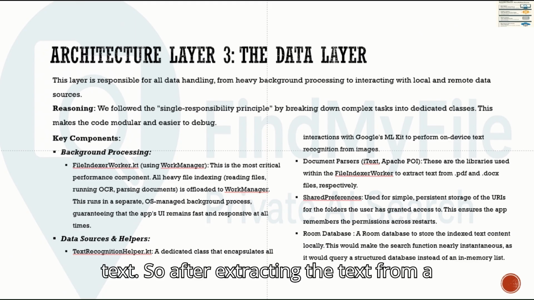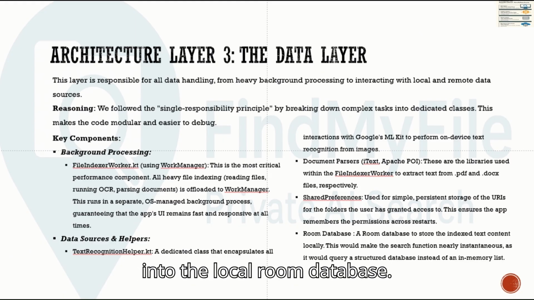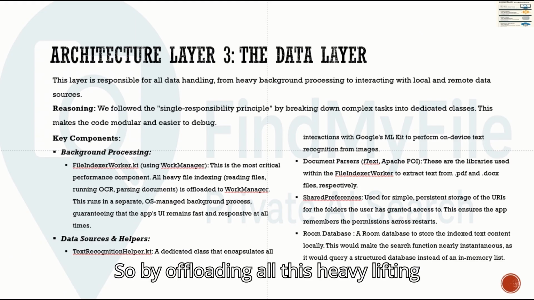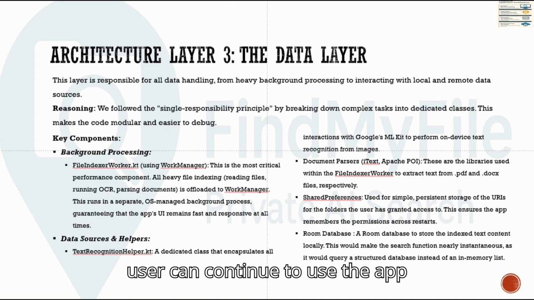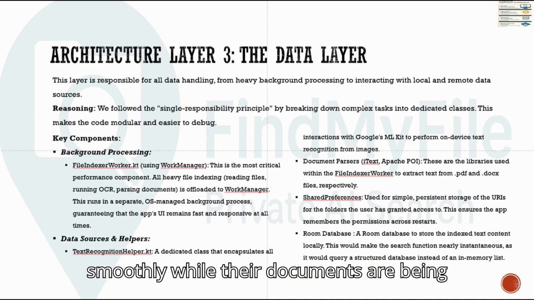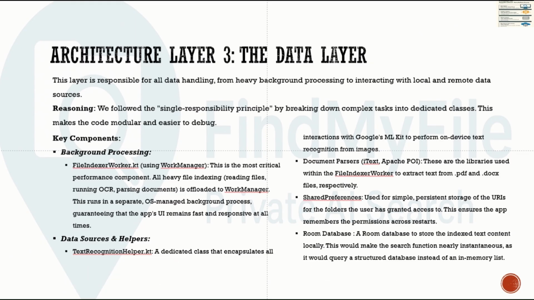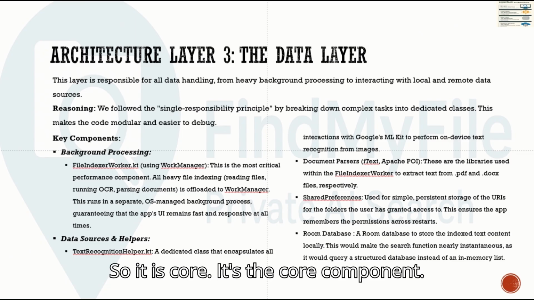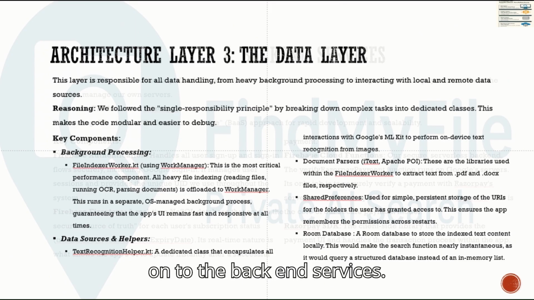So after extracting the text from a file, the worker's job is to save that text along with the file's name and path into the local Room database. By offloading all this heavy lifting to the file indexer worker, we ensure the user can continue to use the app smoothly while their documents are being indexed in the background. So it's the core component that enables this app's powerful search feature without sacrificing performance. Let's move on to the backend services.